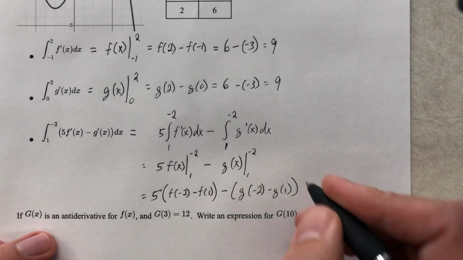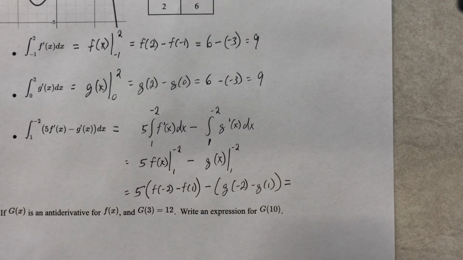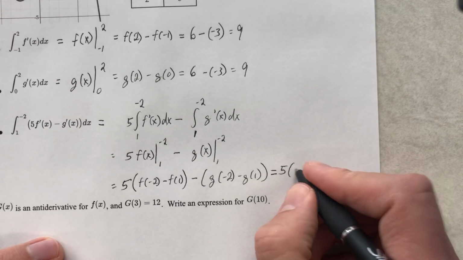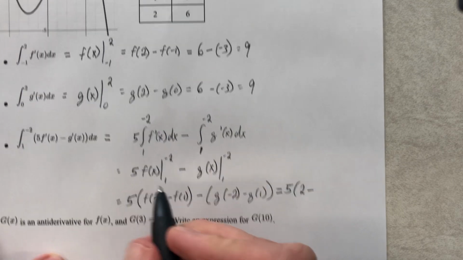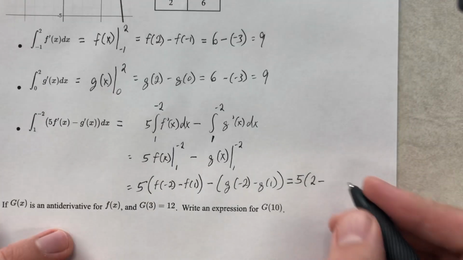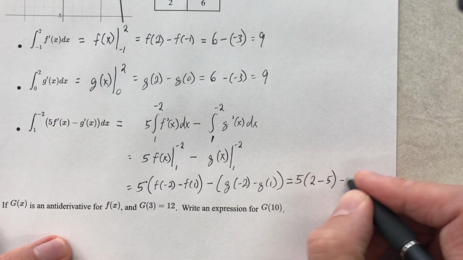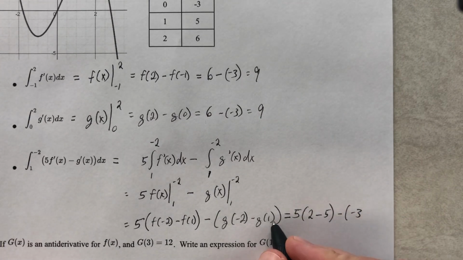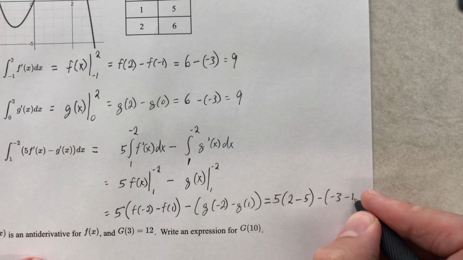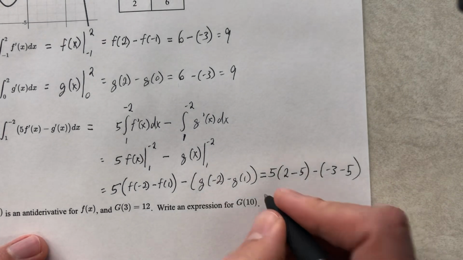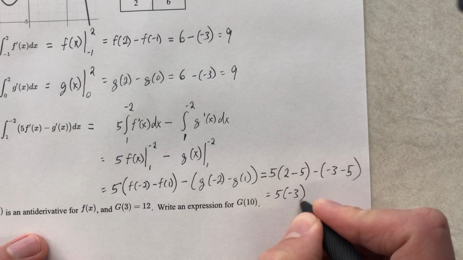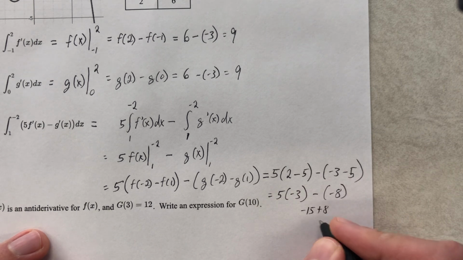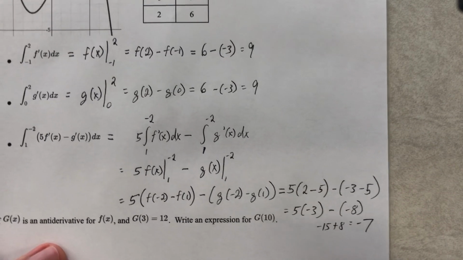This ink pen's about to go. Can we finish the problem with this ink pen? I don't know. 5 times f of -2, which is 2. Good for us. Minus f of 1. F of 1 is 5. Okay, minus. All right, g of -2 comes from the table. There it is, -3. And g of 1 is 5. All right, that's what we have. So 5 times -3 minus -8. That's going to give me -15 plus 8, which is -7, and we have a little bit of ink left. There we go.